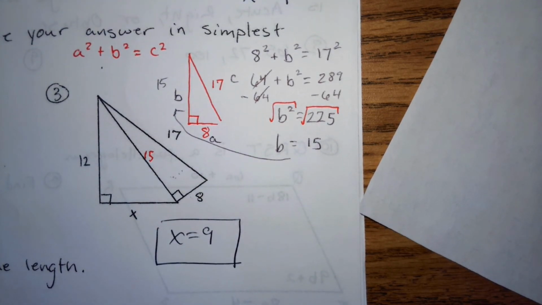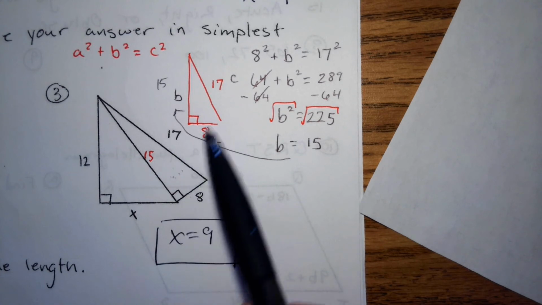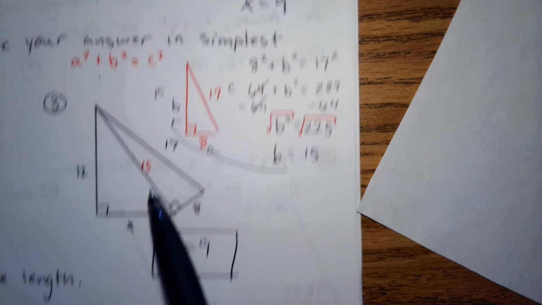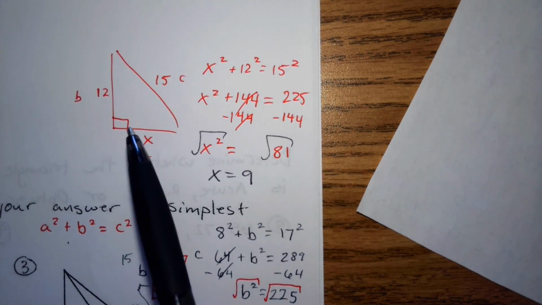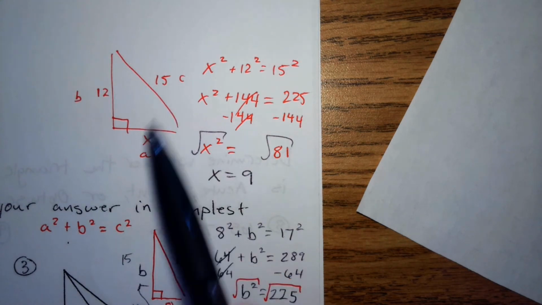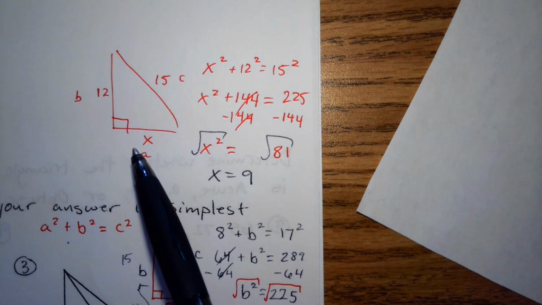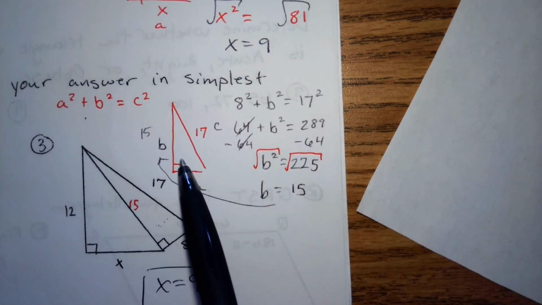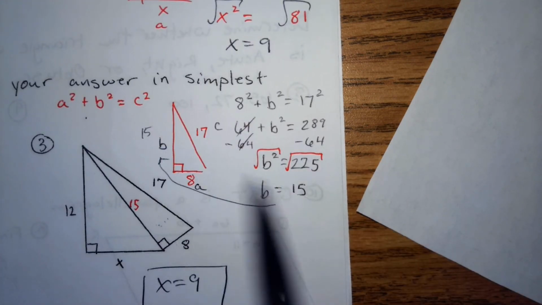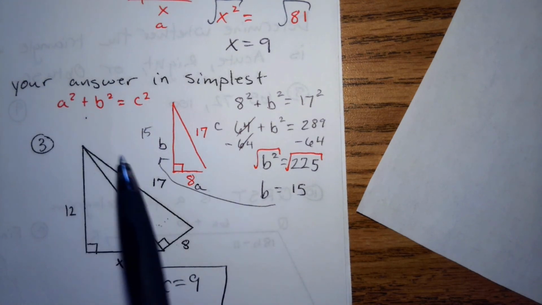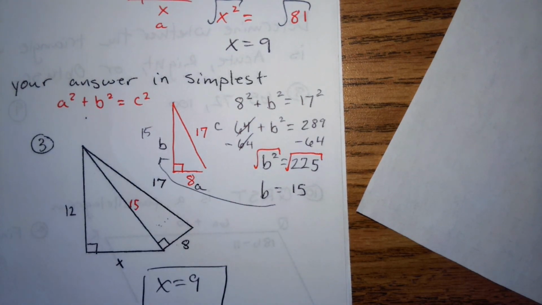The key is draw one of the triangles. Actually, draw both of them. We drew this one, and before we were missing this side and this side, so we couldn't do anything. We were missing 2 sides. Couldn't work with it. This one, we were only missing one side, so we could find it, and then use it to fill in the other triangle, and then solve for our last remaining side on the last triangle.